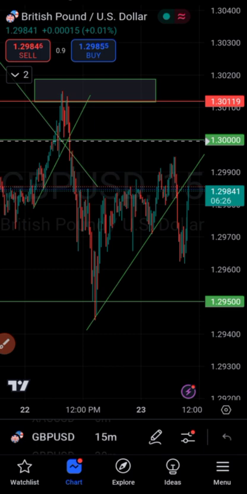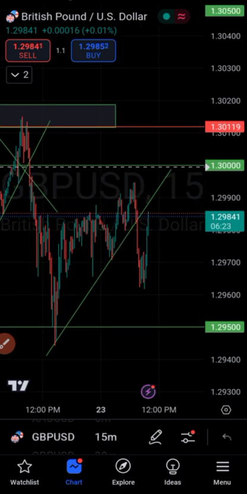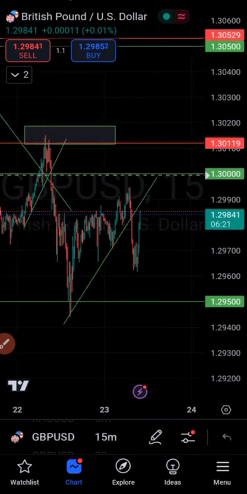So today I'm waiting for GBP to form something reasonable for me, but I'm not seeing anything clear on the chart here.